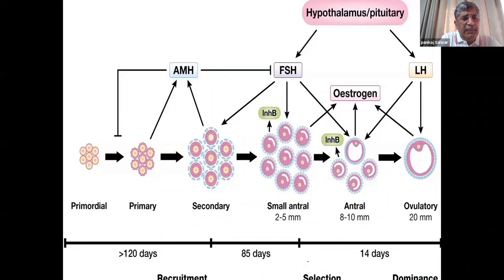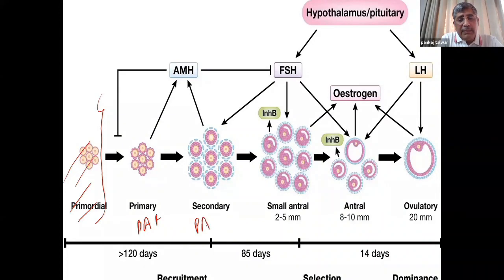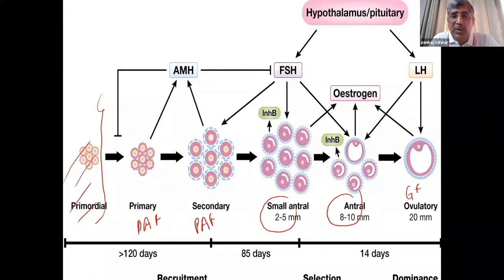We have a primordial follicle, which actually doesn't do much, so we won't talk about it. I'm going to delete primordial follicles from here. We have primary and secondary pre-antral follicles. They are pre-antral, meaning they don't have any antrum. Then we have antral follicles, which can be small or medium, and then we have a Graafian follicle. All these release hormones depending upon their maturity.